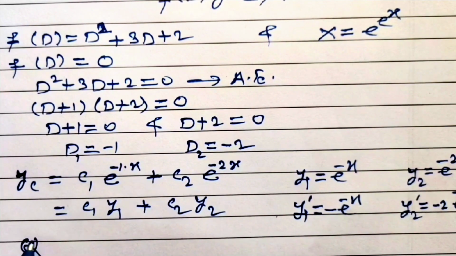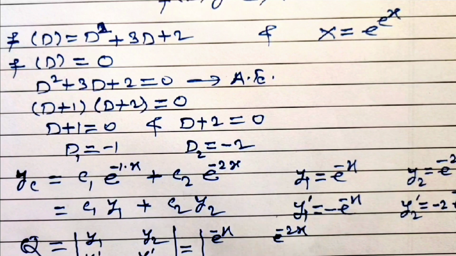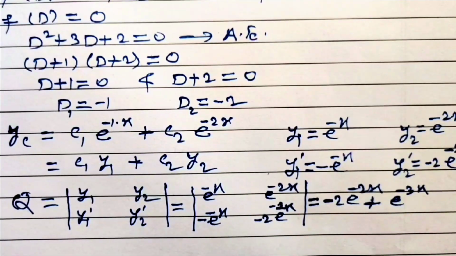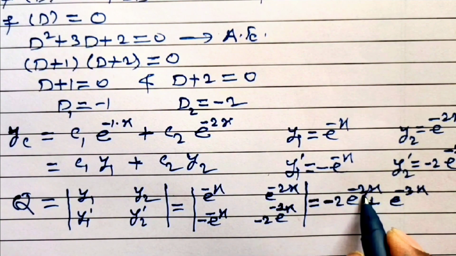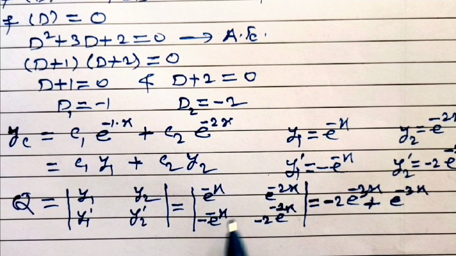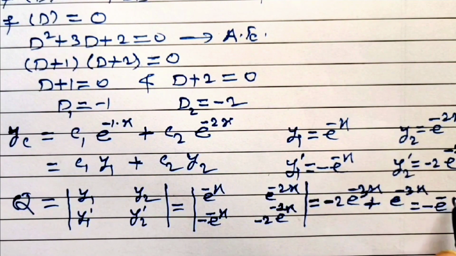Q is equal to the determinant in which the first row is y1 y2, second row is y1 dash y2 dash. Hence this is equal to y1 is e to the power minus x, y2 is e to the power minus 2x, y1 dash is minus e to the power minus x and y2 dash is minus 2 e to the power minus 2x. Now taking multiplication of these two functions, e to the power minus x into minus 2 times e to the power minus 2x, this is minus 2 e to the power minus 3x, minus minus plus e to the power minus x into e to the power minus 2x, that is e to the power minus 3x. So the value of Q is equal to minus e to the power minus 3x.